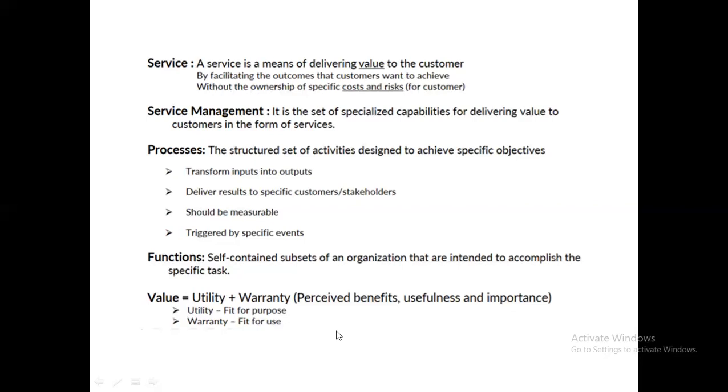Yeah, so in ITIL 4, what they've done is they've said that it is about co-creation of value, which means it is not the sole and whole responsibility of the service provider only to provide value.